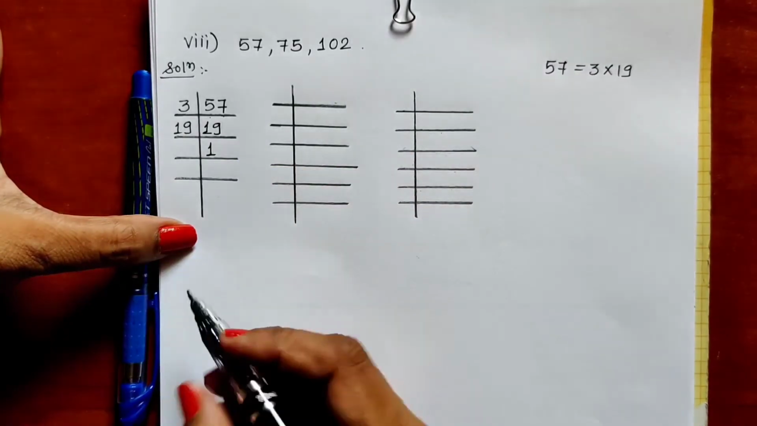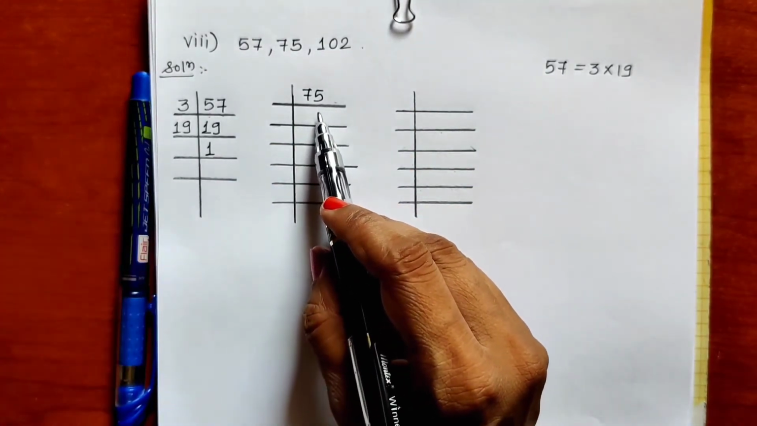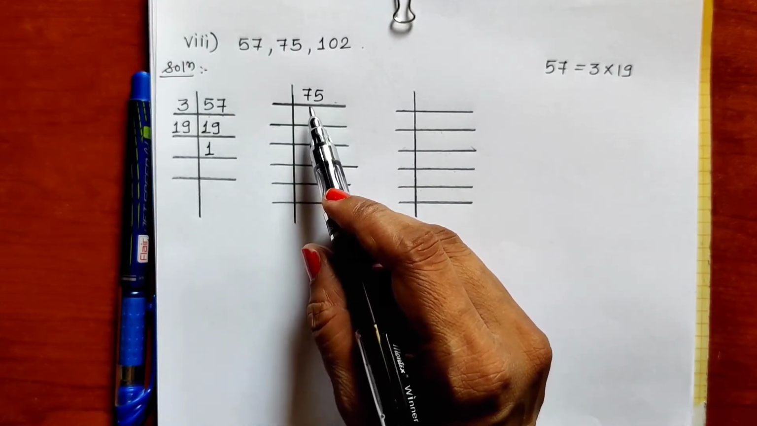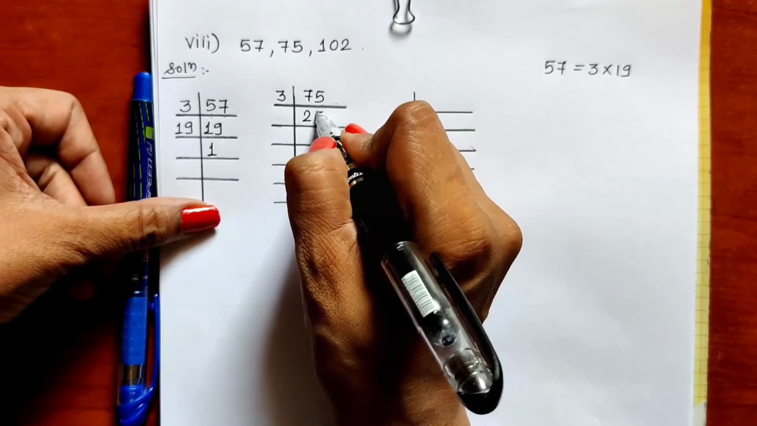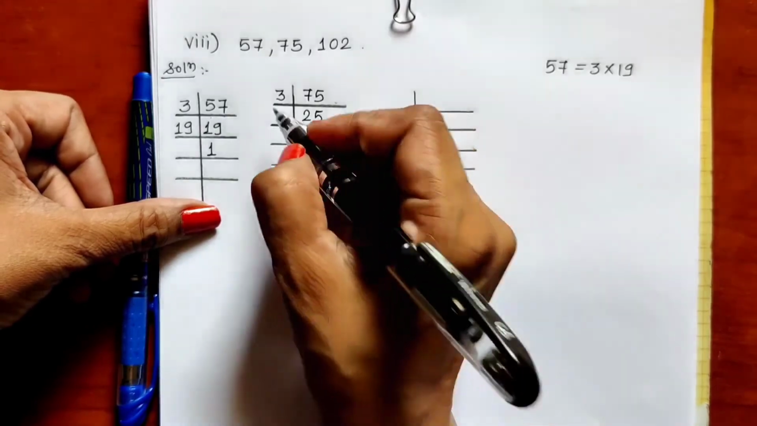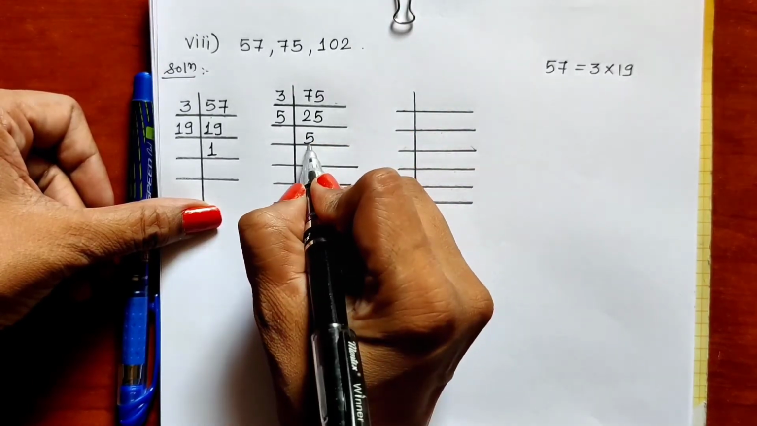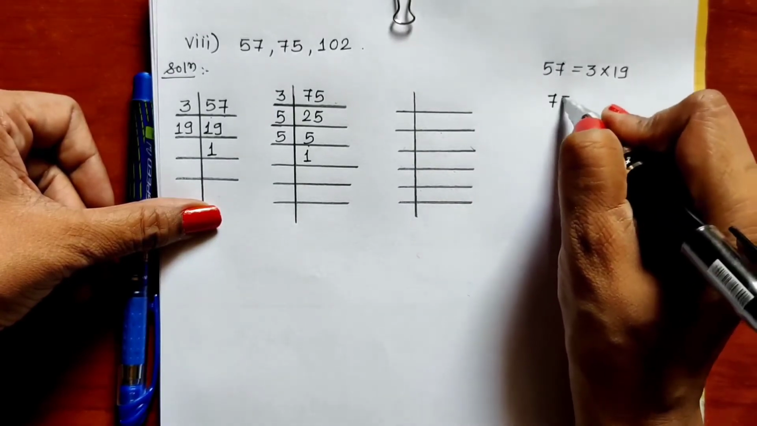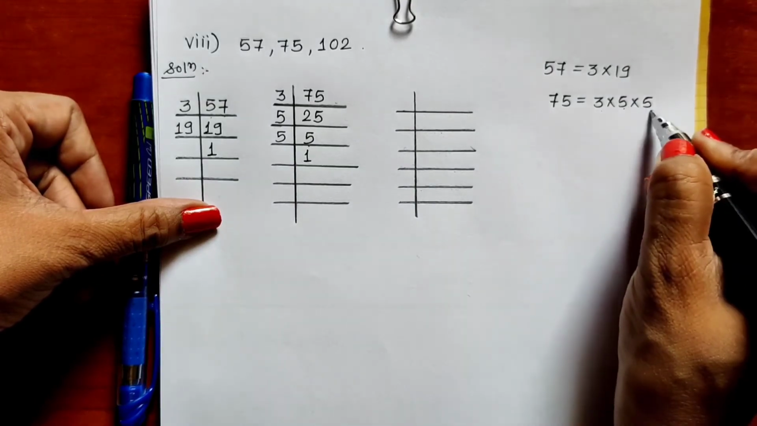19 threes are 57. Now let us check the prime factors of 75. 75, 5 is in the unit place, that means it is not divisible by 2. Is it divisible by 3? Yes, we have seen it before also in the previous sums. So it is divisible by 3. 3 twos are 6, 3 fives are 15. 25 is not divisible by 2. It is not divisible by 3 and 4 also. It is directly divisible by 5. 5 fives are 25. 5 is the prime factor which is divisible by itself. 5 ones are 5. And in this way, the factors of 75 are 3 into 5 into 5. 3 fives are 15, 15 fives are 75.